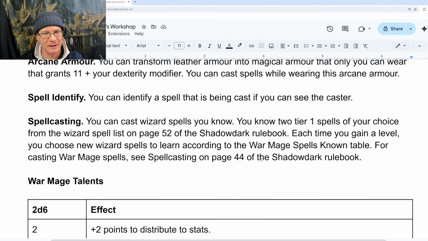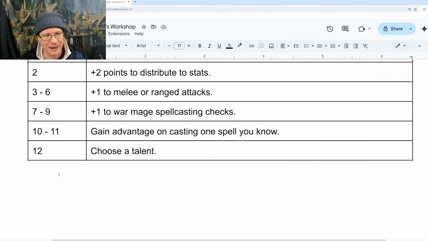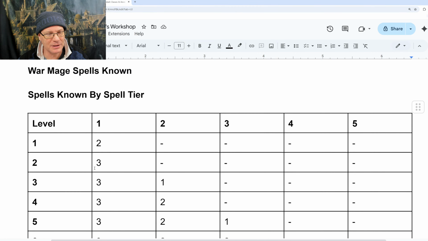The only difference is you have a different progression in terms of your table for a war mage. And yeah, you're using wizard spells, but you have a war mage spell table that you work from. I have structured the war mage so that you can get bonuses to your spell casting, bonuses to your melee and ranged attacks if you wind up having to fall back on that, which you may, who knows. Gaining advantage on casting a spell that you know, so one spell that you know. Choose a talent and +2 to distribute to stats. So it's a very simple table, it's not complicated at all. And then we go down into the table itself.